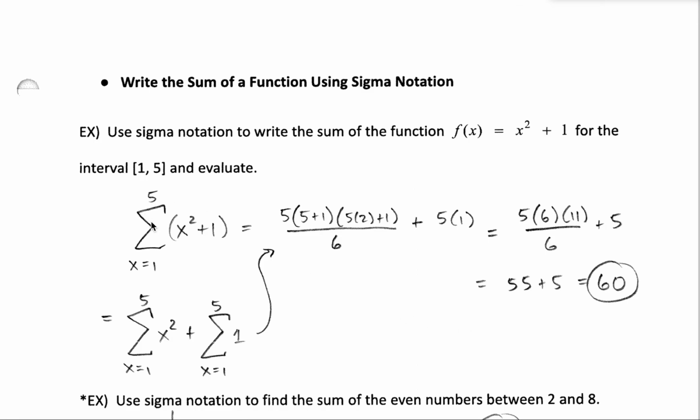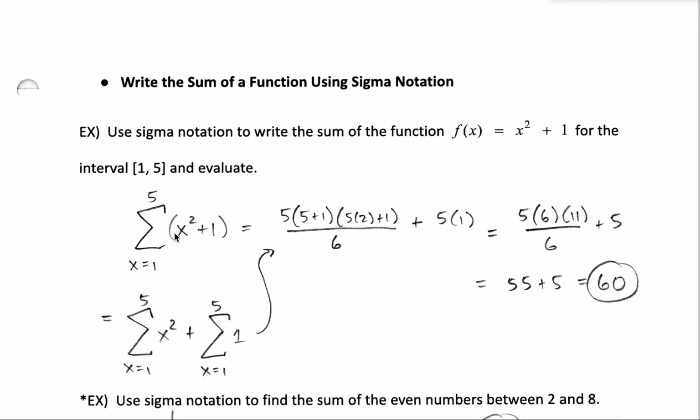So we'll use our sigma. We're starting on our interval at 1, and we're going up to 5. So we'll have x equals 1 on the bottom, going up to 5 on top. I'm using x as my variable because that's the variable in my function. As long as the variable in your function matches your index variable, then you could use any letter you want. And then we put our function right next to our sigma.